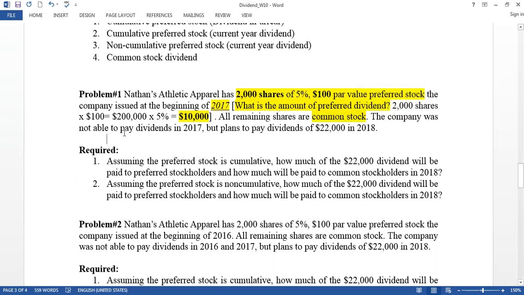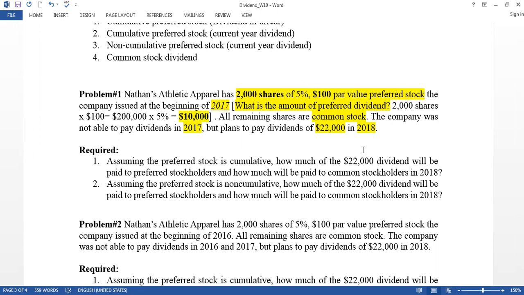Company was not able to pay dividend in 2017. You buy share in 2017, but that year, company did not pay you any dividend. But company paid dividend in the year 2018, that means 1 year later. And what is the amount of total dividend? The amount of total dividend is $22,000. Do you understand? You buy share in 2017, but company said that we did not have money. We are not going to pay you dividend.